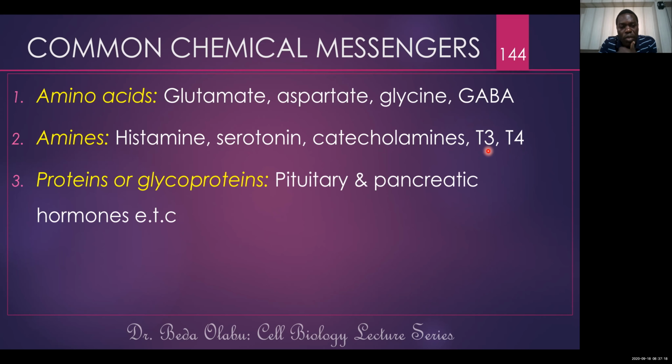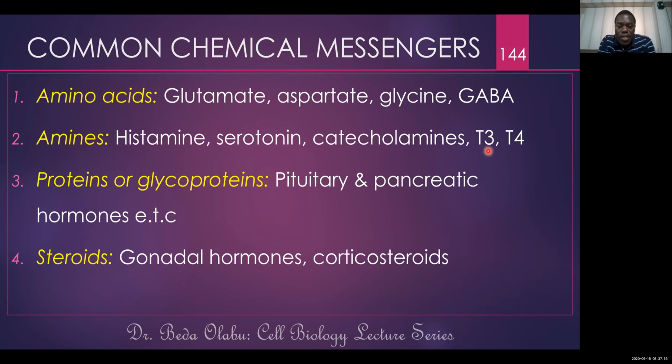You can also have chemical messengers which are proteins or glycoproteins. These are the majority, actually. So pituitary hormones like growth hormone, antidiuretic hormone, prolactin, those pituitary hormones, they are proteins or glycoproteins. Also, pancreatic hormones fall under this category. Insulin, glucagon, those are either proteins or glycoproteins.